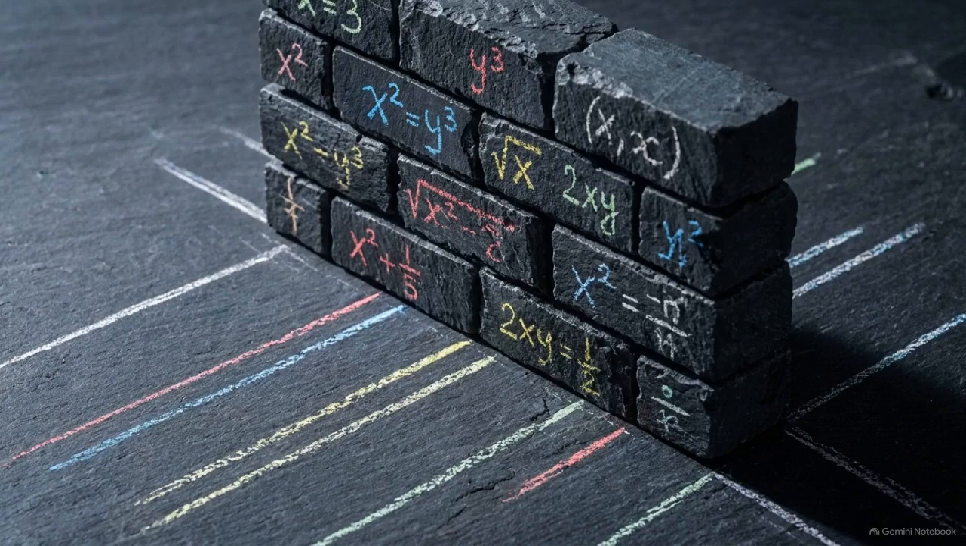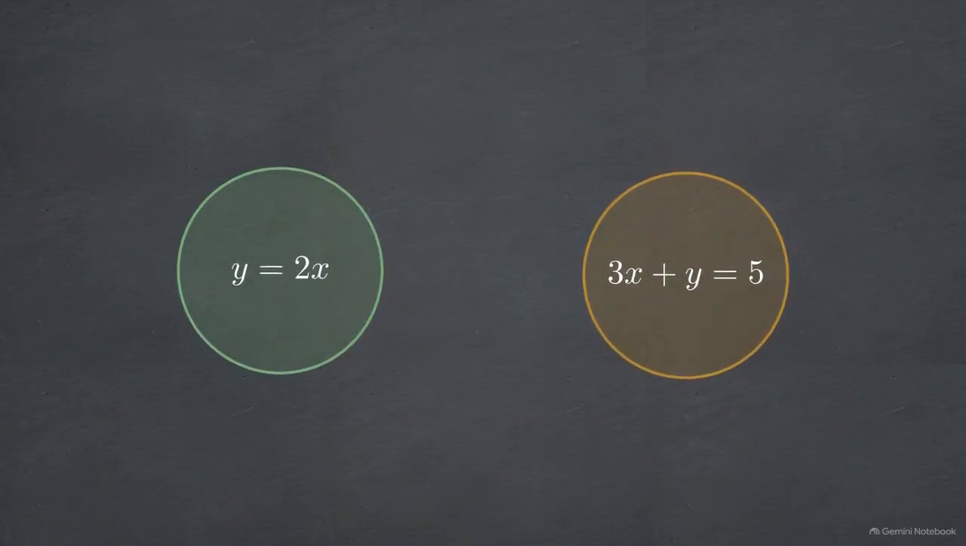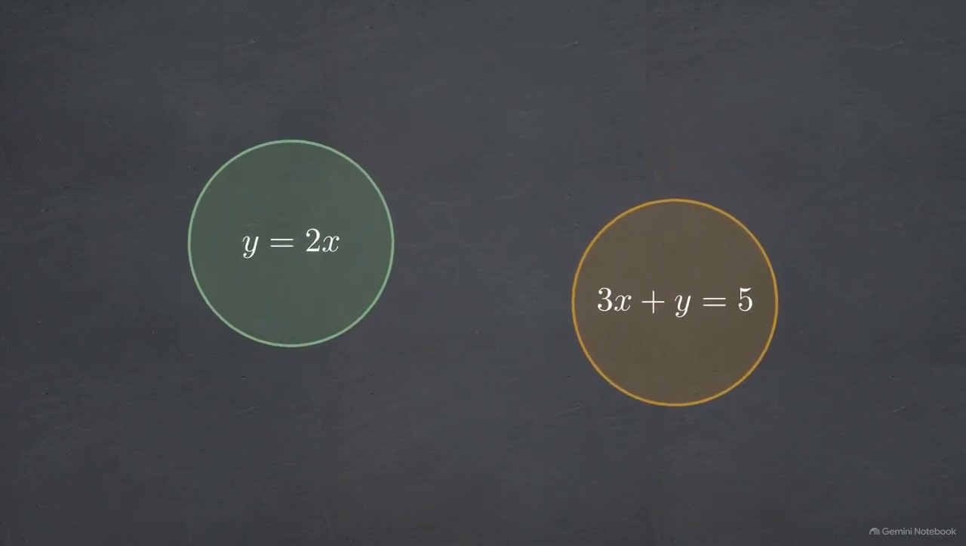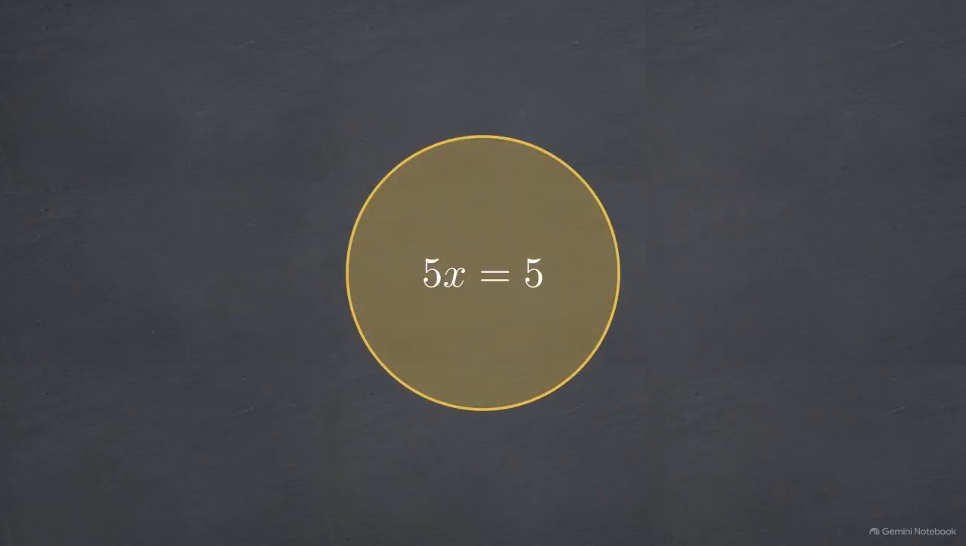Facing an equation with two unknowns can feel like hitting a brick wall. You cannot solve for x if you do not know y, and you cannot solve for y without x. Substitution works by using one equation to express a variable in a different form, which we then carry into the second equation. This merges the two problems into one. Let's look at how this works.